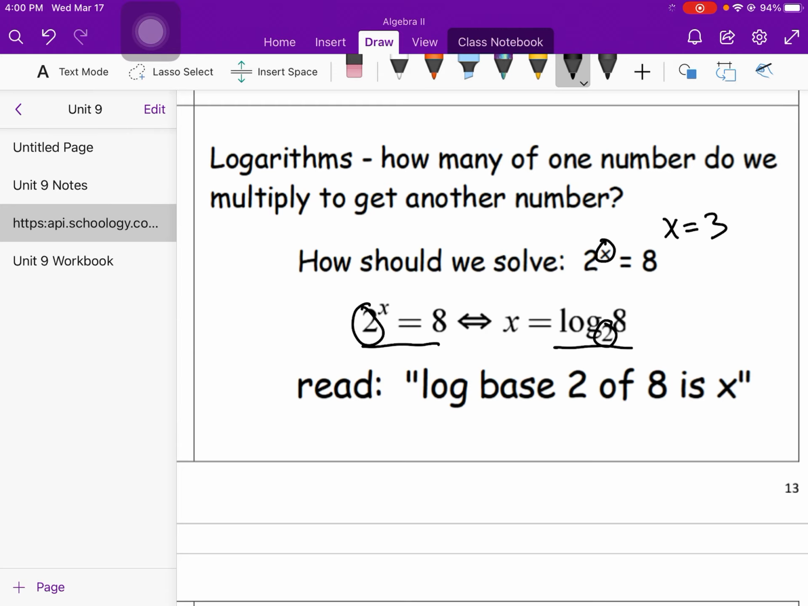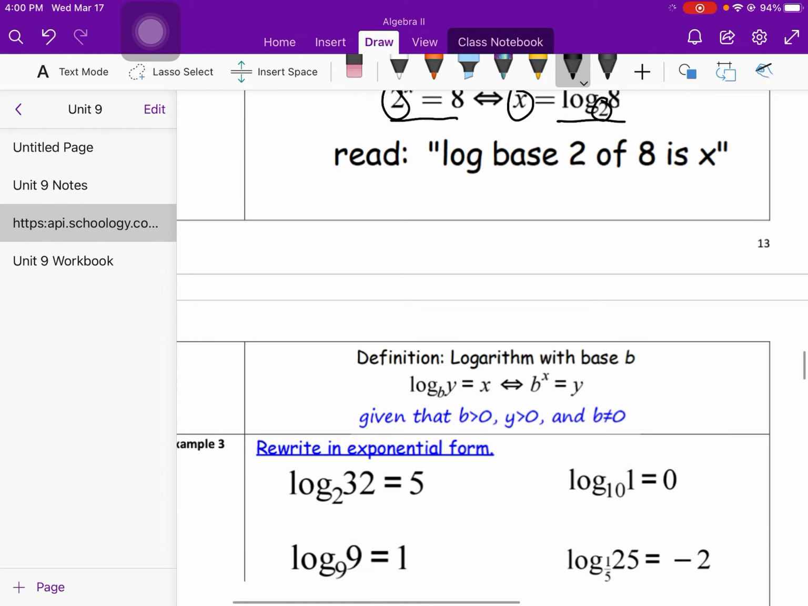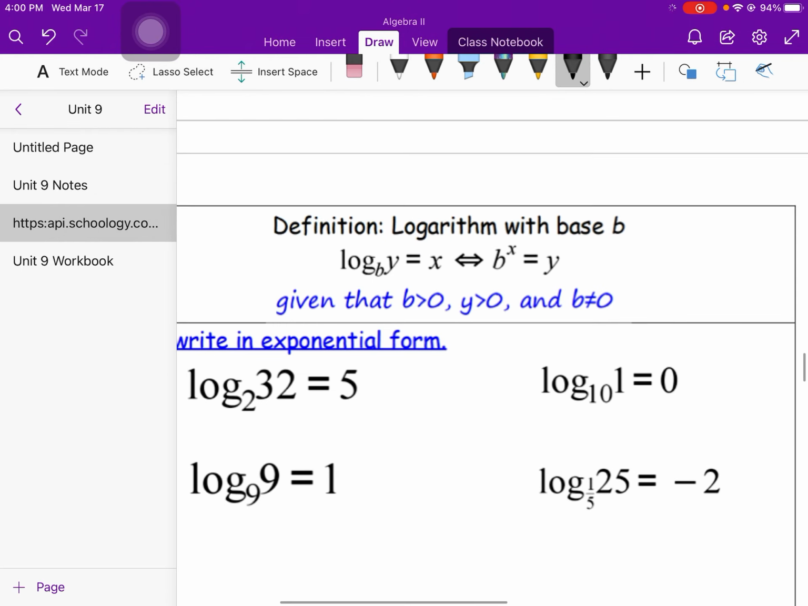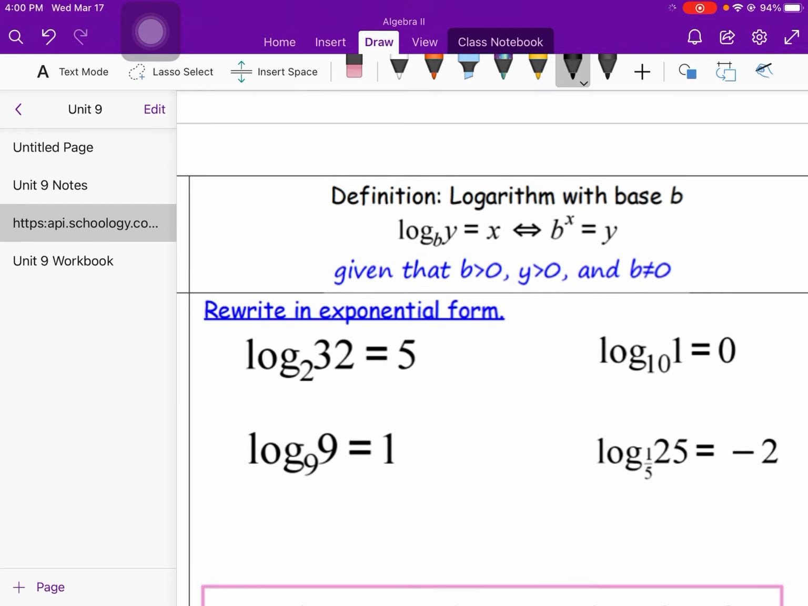And then over here on the other side of the log, this is your answer. So x is the exponent. Whatever the log equals, that's the exponent. It'll make a little more sense the more we practice this. So here's a diagram just showing how you can rewrite logs and exponents back and forth. Log base b of y is equal to x, or b to the x power is equal to y. And given that b has to be greater than 0, y has to be greater than 0, and b cannot be exactly 1.